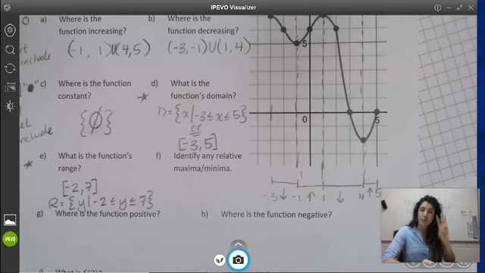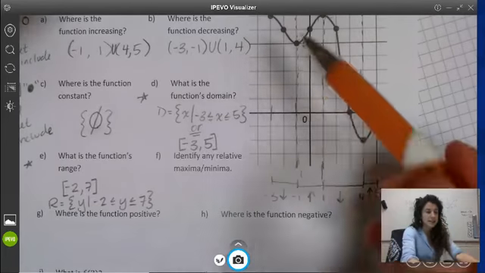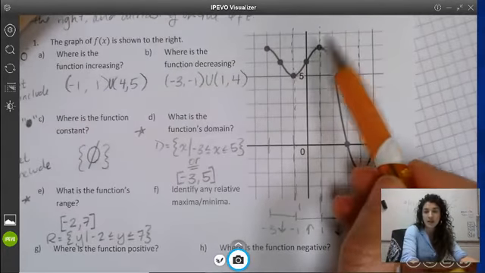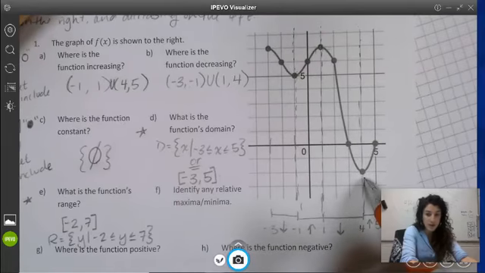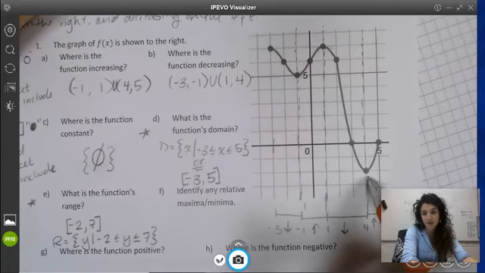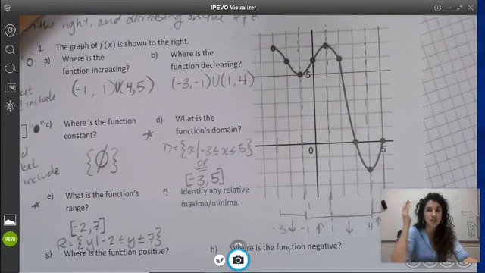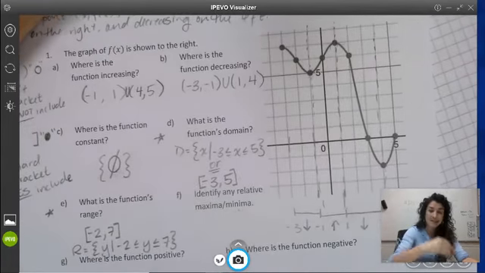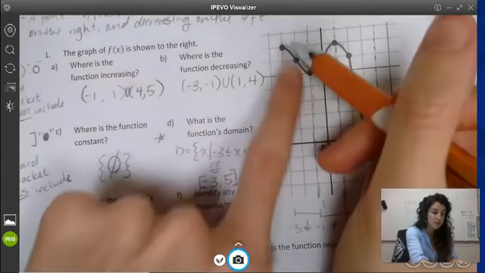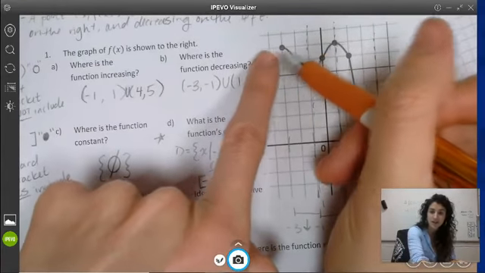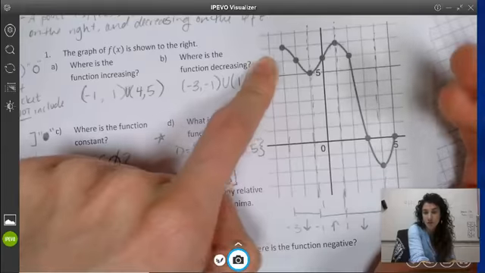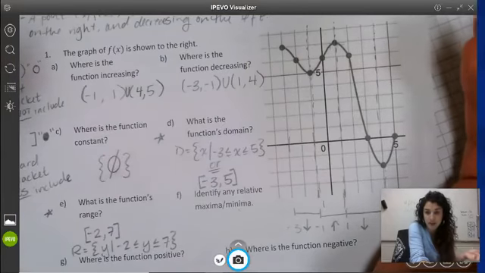There are 3 places where the behavior changes, and that's here, here, and here. Your endpoints are never relative maxima or minima because it's not a behavior changing, it's just a stop. So it's different. Because relative maxima and minima need to be where behavior changes, because there's nothing happening on the other side of your endpoint, there is no change of behavior. There just is no more any behavior.